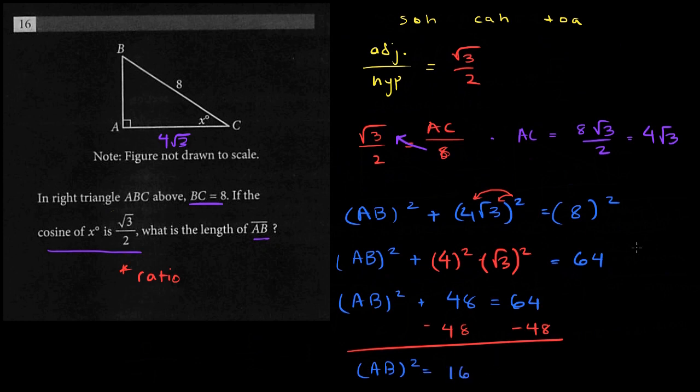Okay, so now don't put 16 as the answer because 16 is the value of AB squared, right? To get rid of that square, I have to root both sides. And so AB equals the root of 16, which is 4. And so our answer is going to be 4.